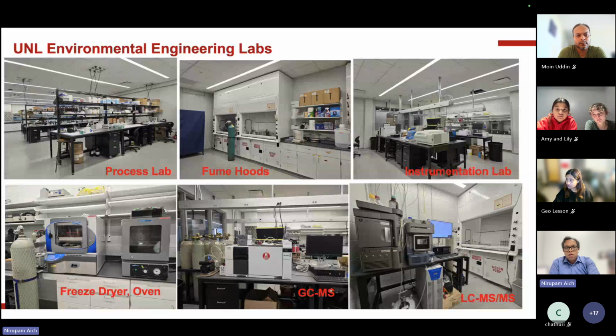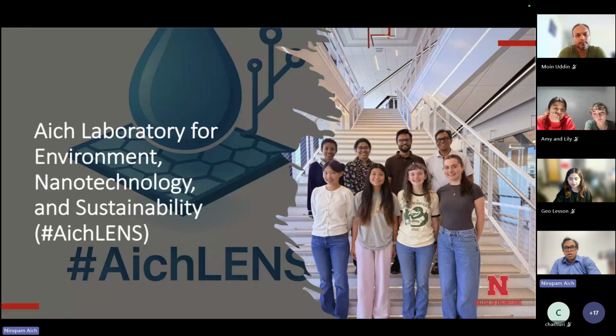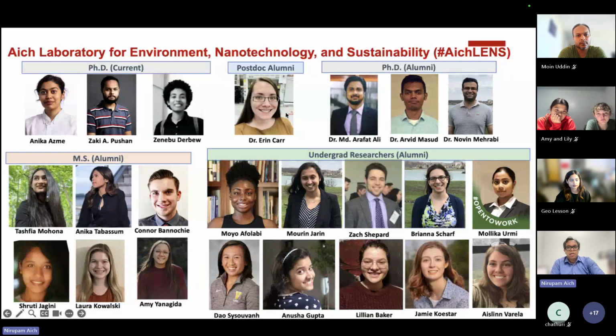I will talk a little bit about an overview of our group. We are known as the Aich Laboratory for Environment, Nanotechnology, and Sustainability. We have a really good group of people, and obviously research teams change every year, every other year, or every few years. Right now, this summer, we have really excellent undergrad students and high school students who joined our group for summer research, and I also have 3 PhD students currently working with me. In the back, you can see them, but here are some of the former students listed, like PhD alumni.